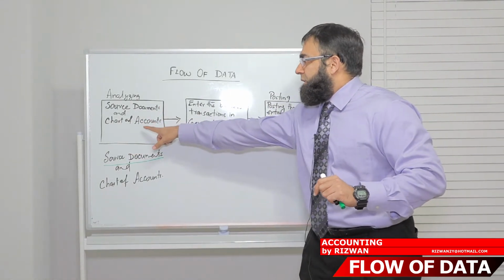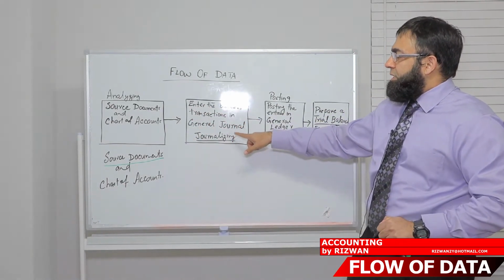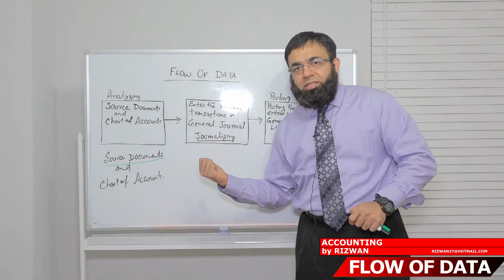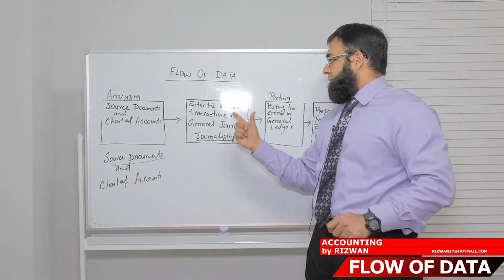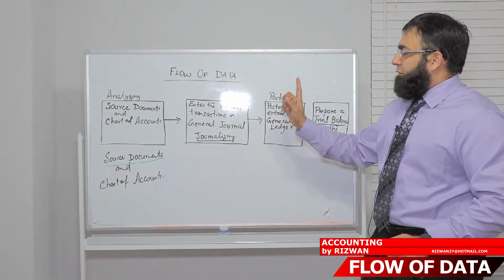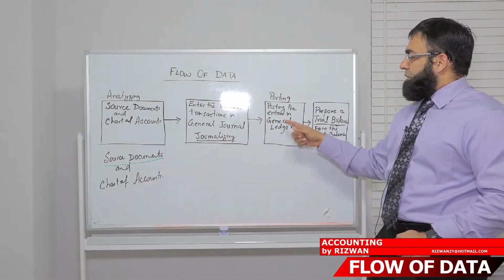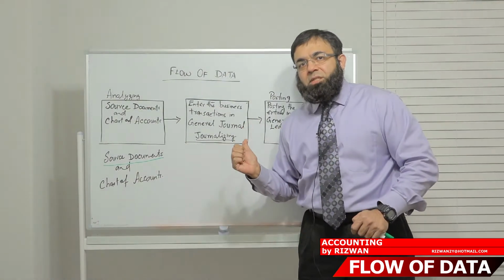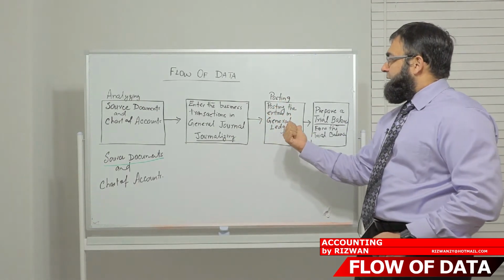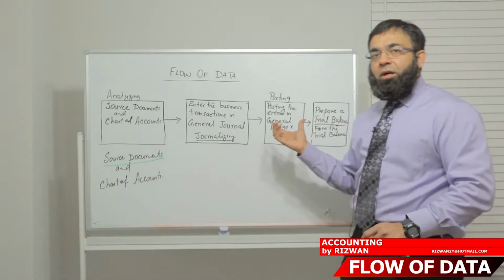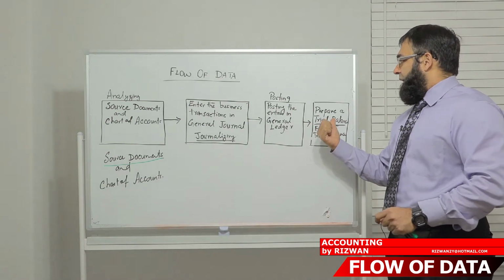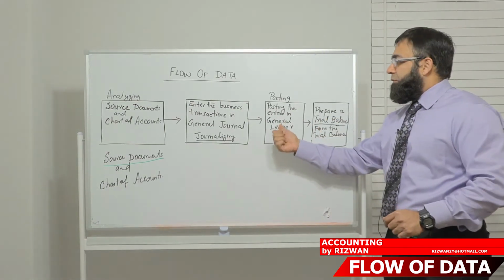Then the next step is to enter the business transactions in the general journal. When you put those in the general journal, the process is called journalizing. The next thing that happens after journalizing is that from the general journal, we post those accounts in the general ledger. The process is called posting. And then, based upon what we have in our general ledger, we will make a trial balance.